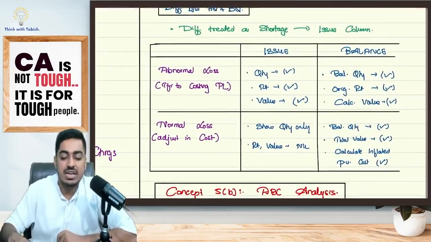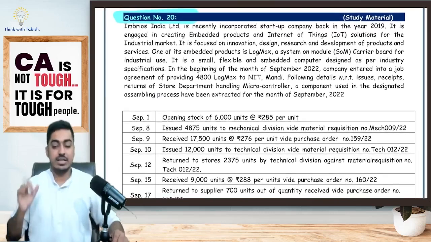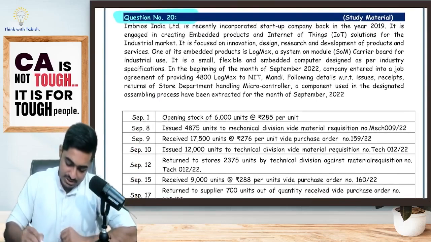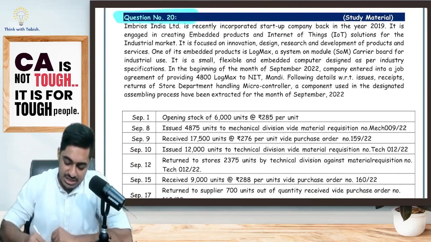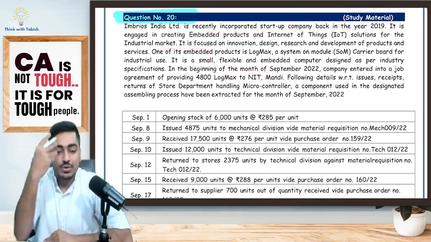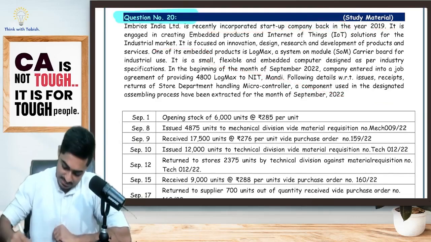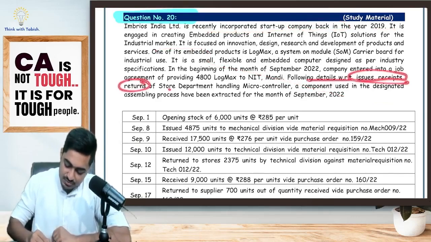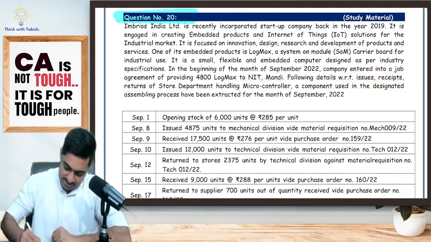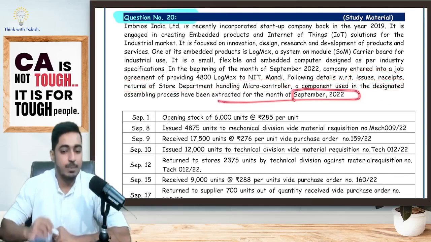Here, I am just revising things in 1 to 2 minutes. Number 20. Pay attention, everyone. Look at this. Embryos India is a recently incorporated startup back in the year 2019. Full story is given. If you want to read, you can read it once, but absolutely nothing is there. Yes, following information with respect to issues, receipts, returns of store department regarding microcontroller, a component used, is given for the month of September.